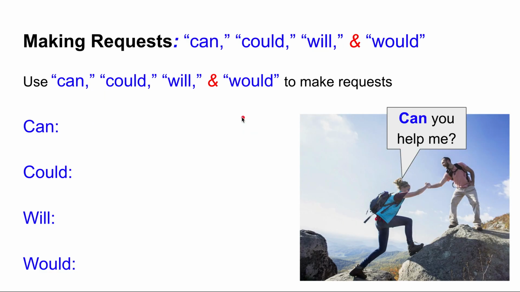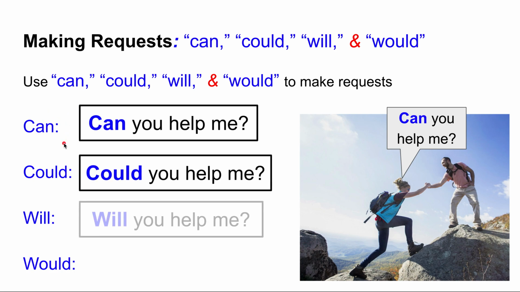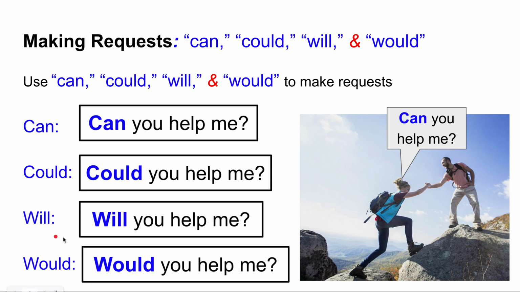So, that being said, we use can, could, will, and would to make requests. For example, can you help me? Could you help me? Will you help me? Would you help me? Okay, when we want to request someone to do us a favor, here this lady, for example, is asking this guy for help. She's saying, can you help me? Can you help me get up on this rock?